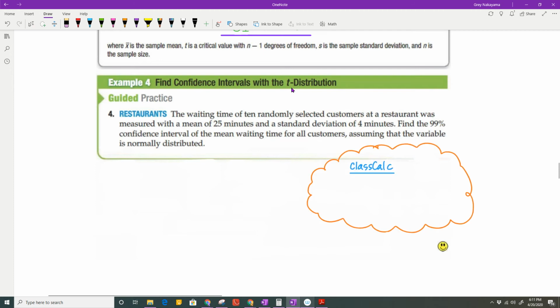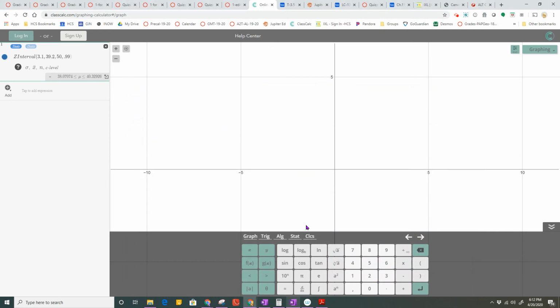So that means in ClassCalc, I'm going to go to Stats, hit Test, but this time I'm going to hit t-interval, and it brings up a very similar looking screen, but the notation looks a little different. This time we're putting the mean first, and then the standard deviation, still asking for the sample size and the confidence level. So in my problem, what is my mean? My mean is 25. My standard deviation is 4. My sample size is 10. And my confidence level is 0.99. So let me go do that for you.